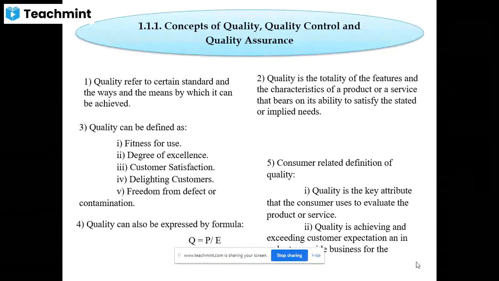In another way, quality can be defined in multiple ways. It is nothing but the fitness for use. It can be the degree of excellence. It can be the customer satisfaction.